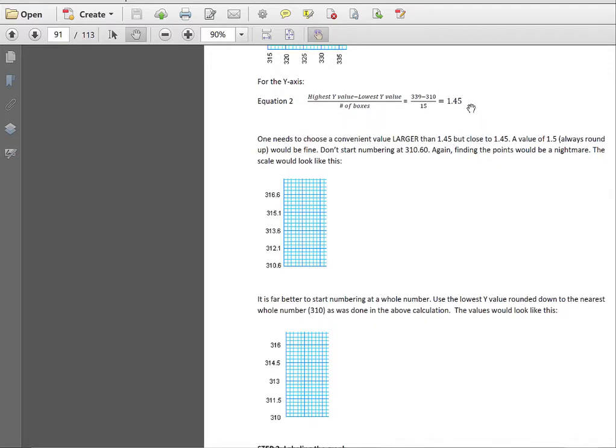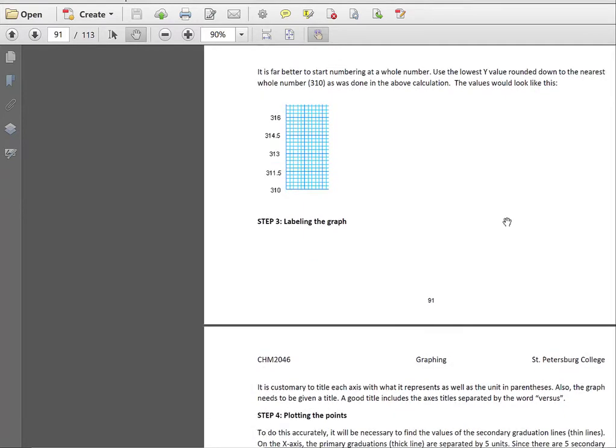If you get something like 1.45, please don't use 1.45 as your marker because that would be a nightmare. They say use 1.5. I would even say use 2, which will make it easy. Each box is 2, or I would say 2 is closer, or 1.5 works too. Just anything that's not as hard as 1.45.